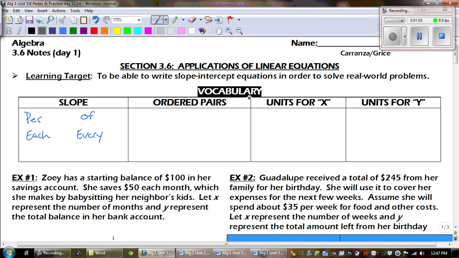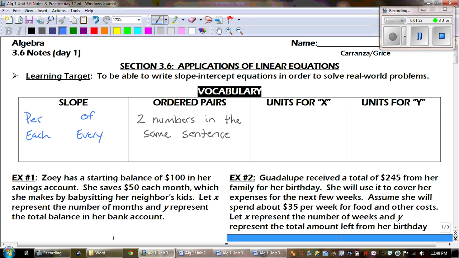Okay, an ordered pair. Ordered pairs are any time that you see two numbers in the same sentence. So two numbers in the same sentence. Once you see that, you should know, oh, same sentence, we're talking about an ordered pair.